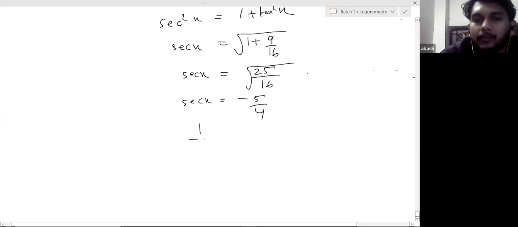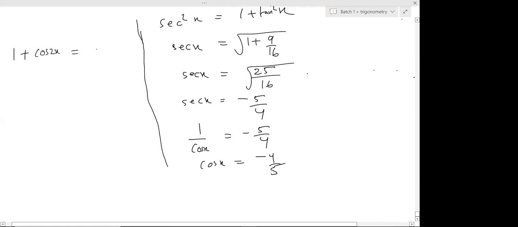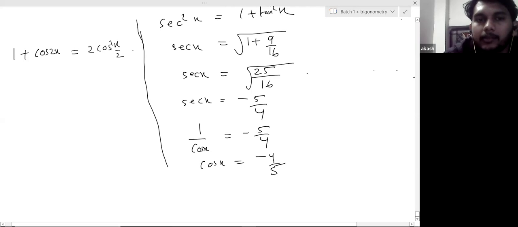We can also say this is 1 upon cos x, -5/4. So cos x will be -4/5. Now once you get cos x, you can write the formula 1 plus cos 2x is 2 cos square x by 2. We already know this formula. All right. If I replace this 2x with x, so this will be 1 plus cos x equals to 2 cos square x by 2, right?